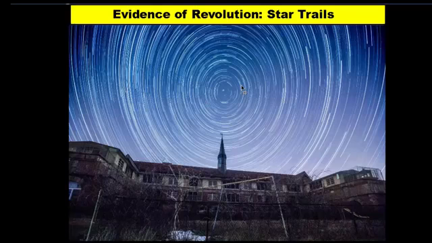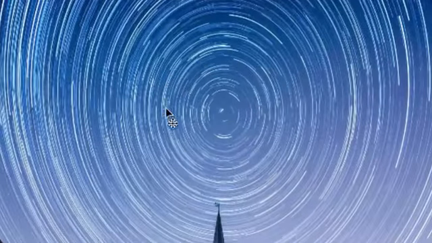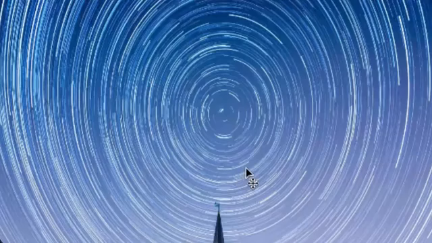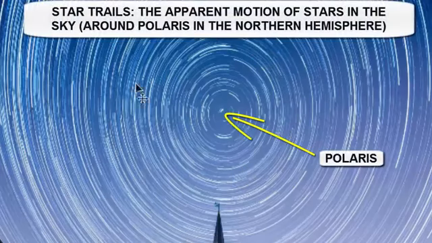The reason why the stars leave these trails is because throughout the night, even though we can't see it, the stars actually appear to rotate in the sky above us. However, it's not the stars that are actually moving, it's actually the Earth that's moving underneath the sky. So as the Earth spins underneath the sky, these stars appear to spin in our sky.